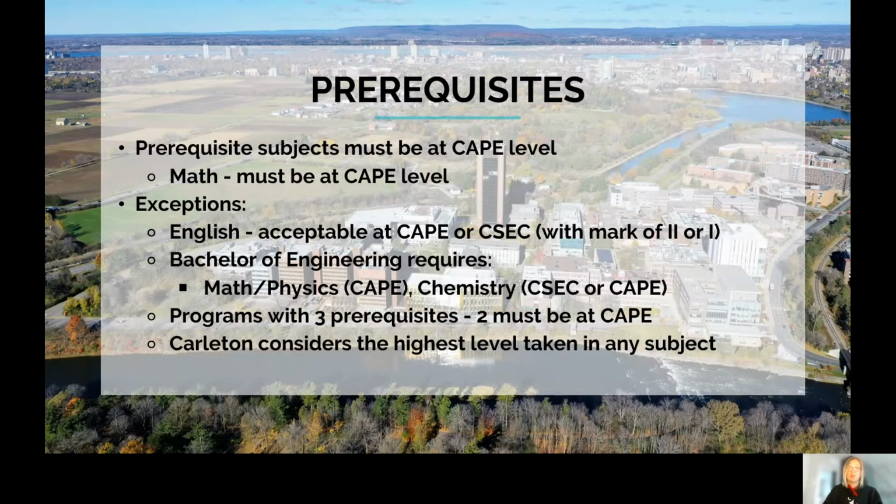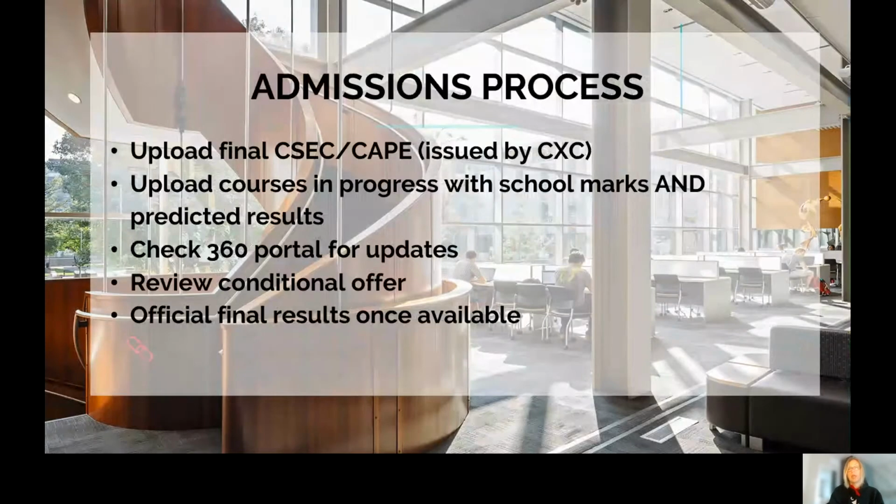So overall, the approach for programs where we have 3 prerequisites, like Bachelor of Science and Bachelor of Health Sciences and Bachelor of Engineering, is that we need to have 2 prerequisites at CAPE, but they're very specific for engineering: math and physics. And for science and health sciences, they would be math and at least one science, and the second science could be at CSEC. Also, you need to know that we would consider the mark in the highest subject available. So for example, you have taken biology at CSEC level and now you're taking it at CAPE. We will take the mark in biology at CAPE because this is the highest level of your studies right now. So prerequisites are really important and you need to know what they are.